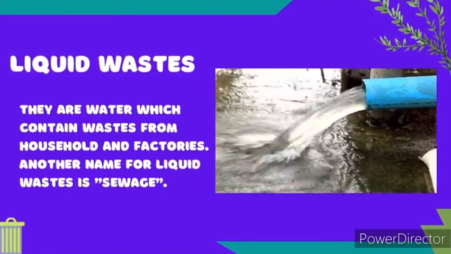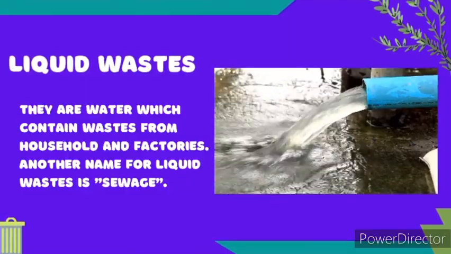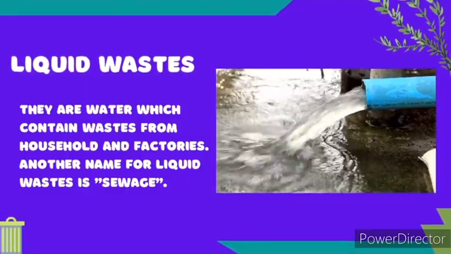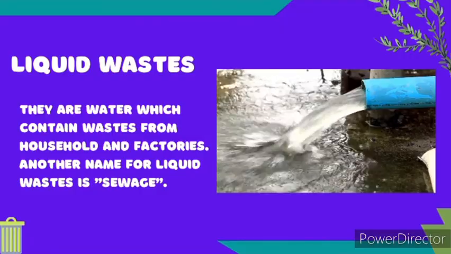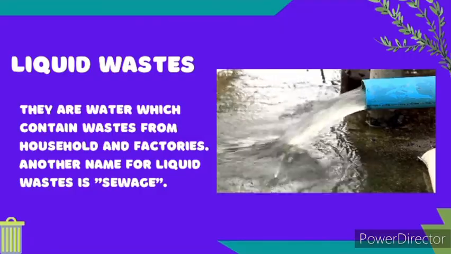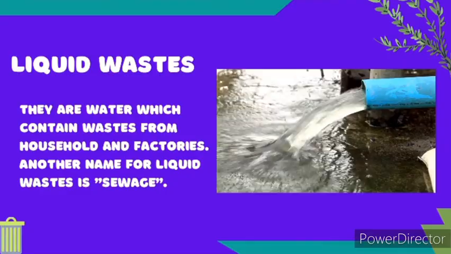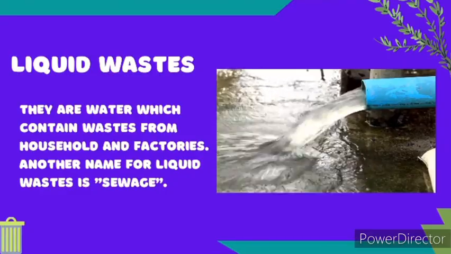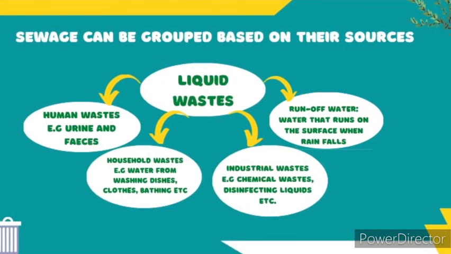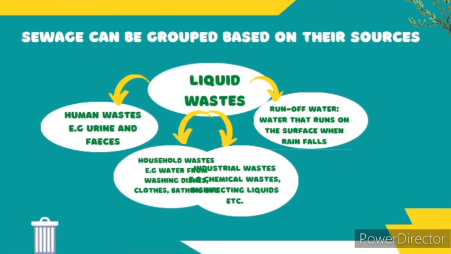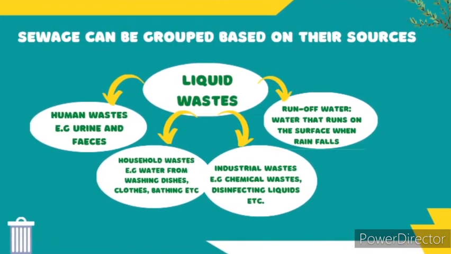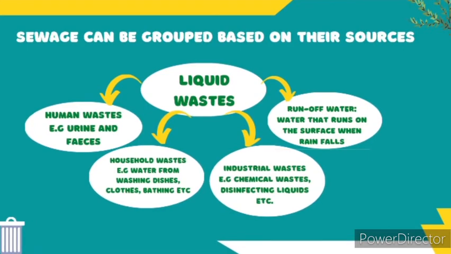Now let's look at liquid wastes. They are water which contains wastes from household and factories. Another name for liquid waste is sewage. What is another name for liquid waste? Sewage. Sewage can be grouped based on their sources. What did I say? They can be grouped based on their sources. Now, number one is human waste, and this comprises of urine and feces. So our wastes are part of liquid waste.